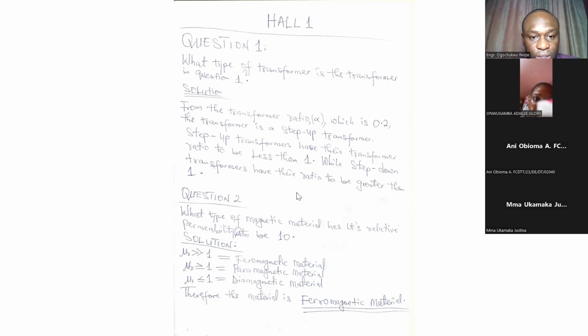Then for question number 2, what type of magnetic material has a relative permeability of 10? You know that relative permeability greater than 1 is for ferromagnetic material. Those slightly greater than or equal to 1 are paramagnetic material. Those slightly less than or equal to 1 are called diamagnetic material. Therefore, this magnetic material is a ferromagnetic material. You see, the questions and the answers are very simple.